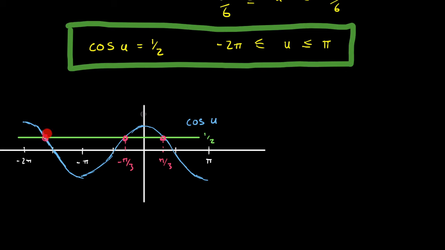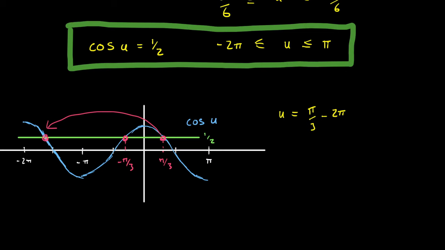Well, this value, you can think of it as kind of the same as that value. It's just one full wave to the left, right? So what I've done is I have moved one full wave to the left. So that's going to be pi by 3 minus 2 pi, right? Because one whole wave is 2 pi radians. So we're going to get pi by 3 minus 2 pi.